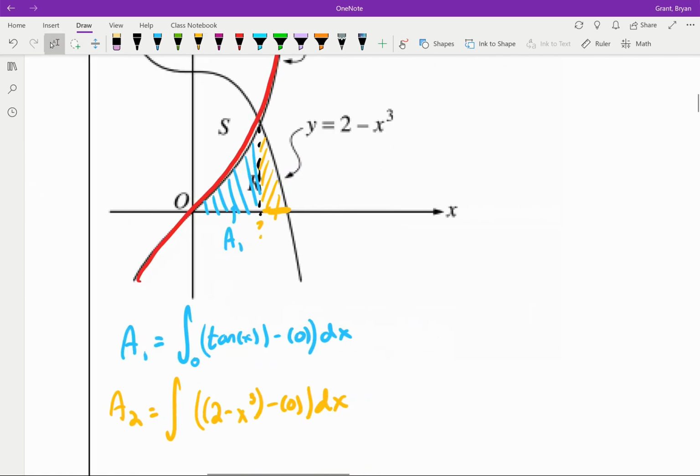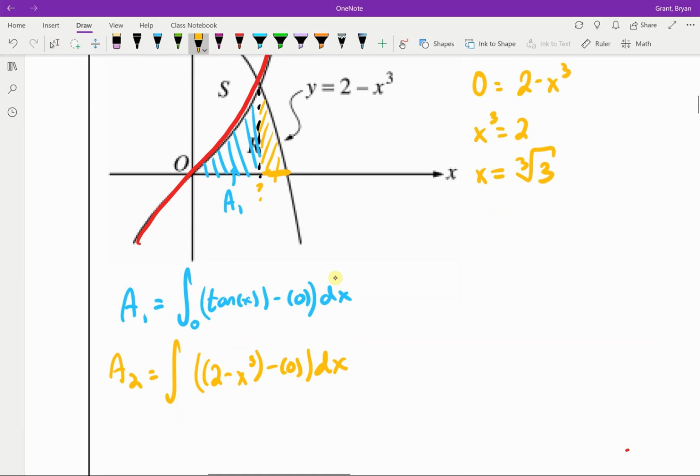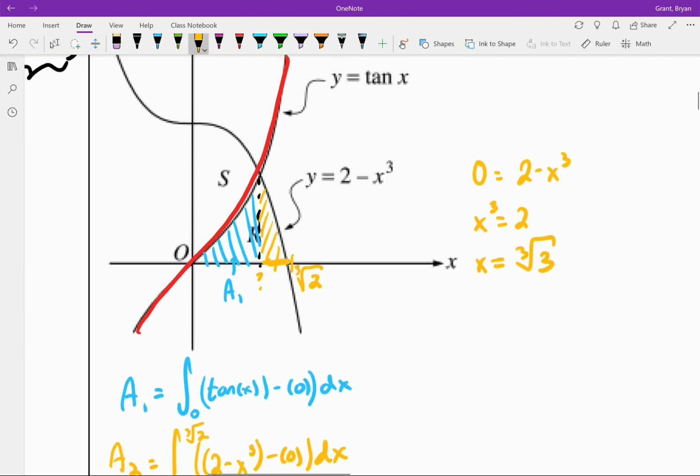I can handle that without a calculator. Set the y to 0. X cubed equals 2, which tells us it crosses the x-axis at the cube root of 2. So I know at least I'm going to integrate from something to the cube root of 2. I need to find where these two functions cross though, and that's really where our calculator's first going to come in handy.